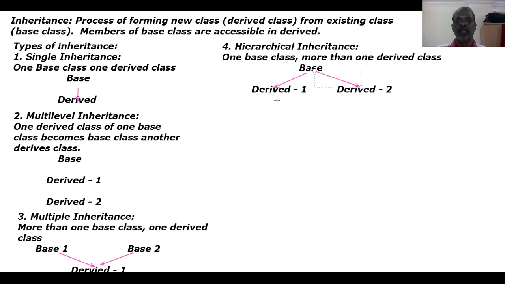So this derived one has the rights to access members of the base one, as well as this derived two has the rights to access members of the base. There is no connection in between derived one and derived two. In addition to that, both share members from the base class. That's all.